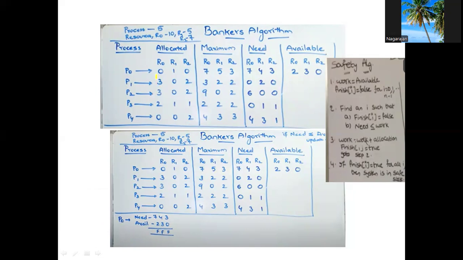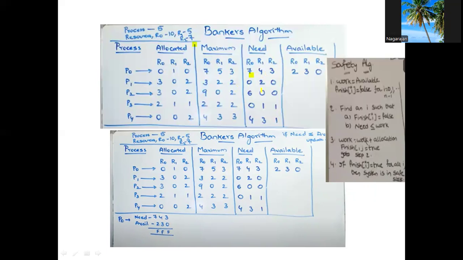So in total R0 has 3 plus 3 plus 2, that is 7 allocated. R1 has 1 plus 1, that is 2 allocated out of 5, and the balance is 3. Similarly for R2, 2 plus 2 plus 1, already 7 allocated, so 7 minus 5 leaves 2. It's given here. Now we see the available.